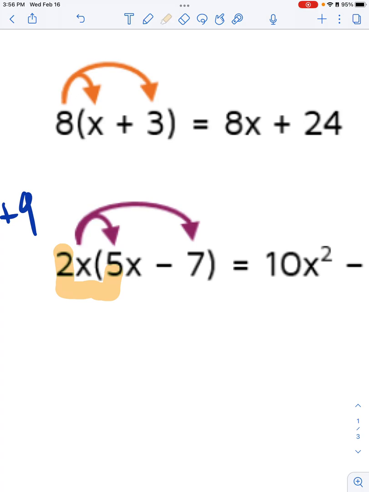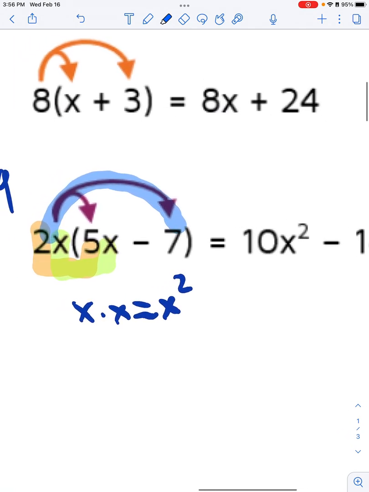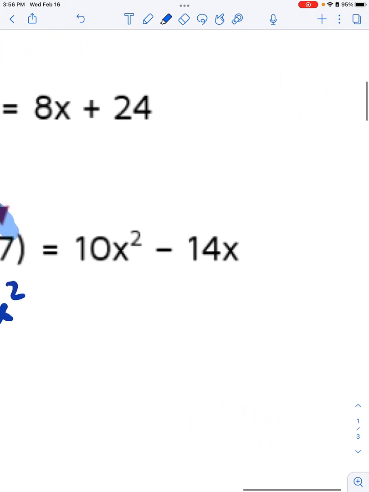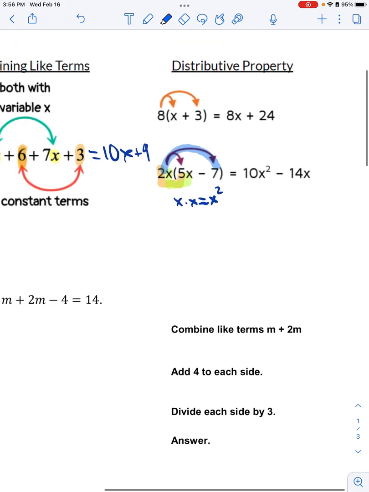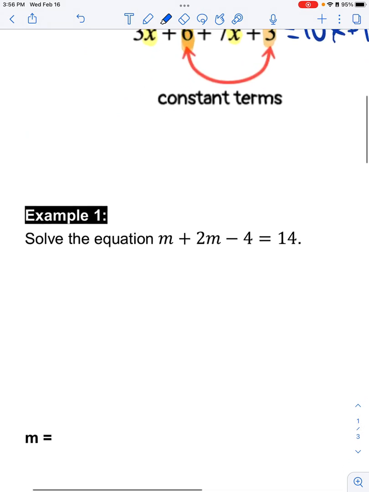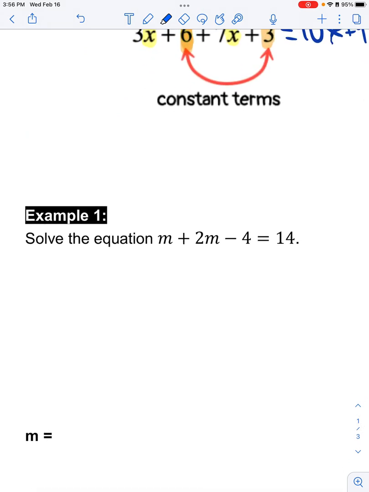So we have to bring in 2x multiplied by 5x. So 2 times 5, and then we have to do x times x. 2 times 5 is 10. x times x equals x squared. Whereas when I look at this third example, I take 2x and I multiply it by negative 7. 2 times negative 7 is negative 14x. So I get 10x squared minus 14x.